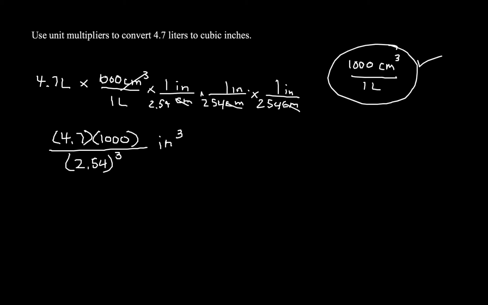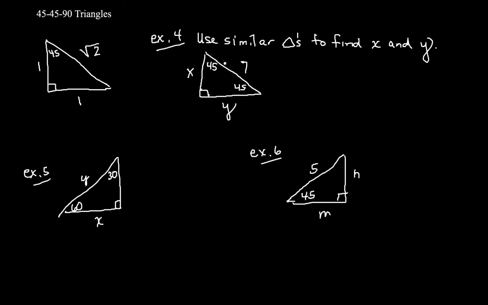All right, let's do part 2 of the lesson. This one is 45, 45, 90 triangles, and we've already done the 30, 60, 90 triangles. These are a little bit easier. It depends on how well you learned your 30, 60, 90 degree triangle.